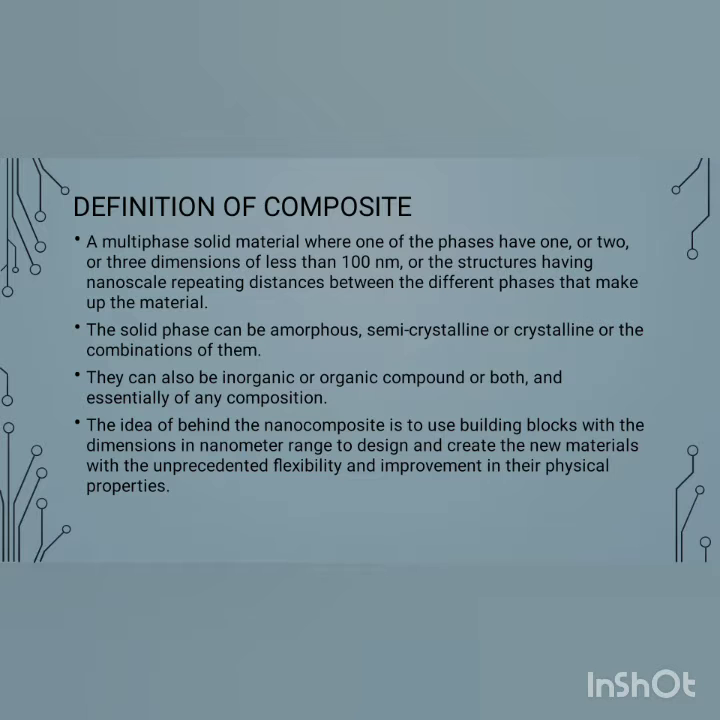For the part composite, definition of composite. A multi-phase solid material, where one of the phases has one, two, or three dimensions of less than 100 nanometers, or the structure having nanoscale repeating distances between the different phases that make up the material. The solid phase can be amorphous, semi-crystalline, or crystalline, or a combination of them. They can also be inorganic or organic compounds or both, and essentially of any composition.